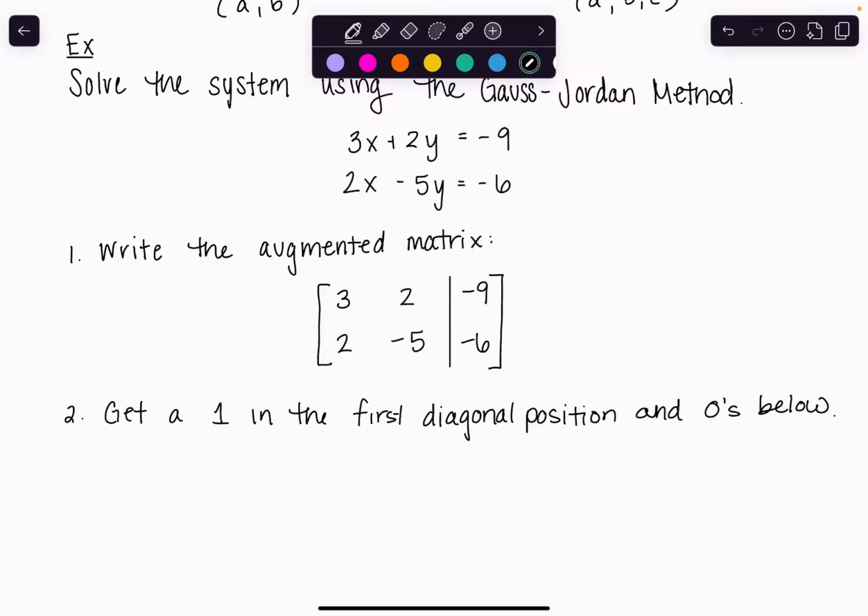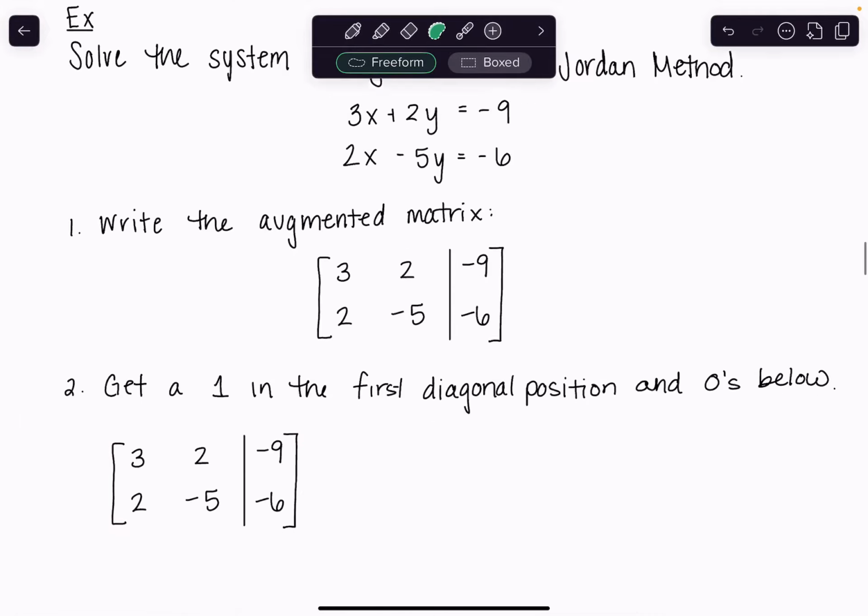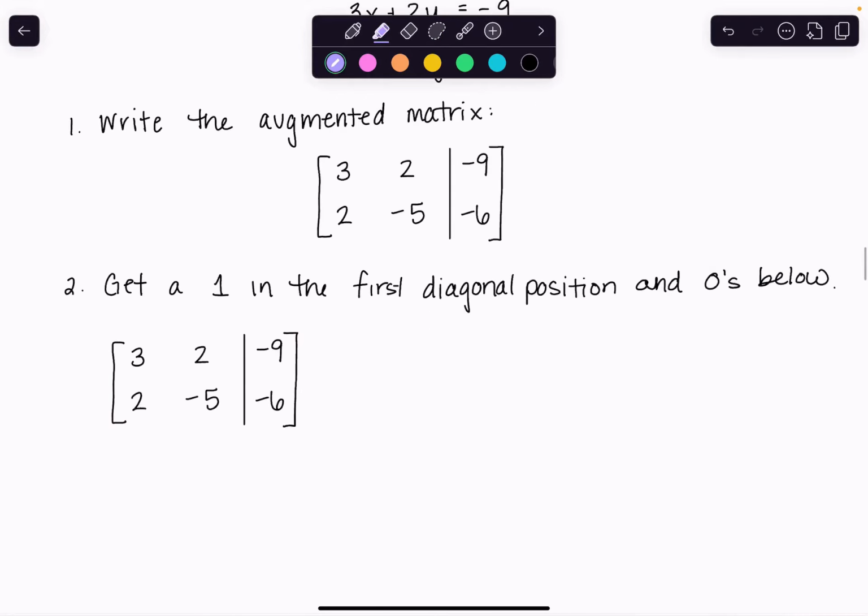Okay. So I'm gonna go ahead and cheat a little and copy our system. I want to get a 1 in this position to start with. Okay. You could do this a couple ways. Remember, you can also change rows. So if you want to switch that order, you then get a 1 by dividing by 2. But here, to turn this into a 1, I'm going to divide it by 3. So I'm going to take row 1, I'm going to divide it by 3, and that becomes my new row 1.